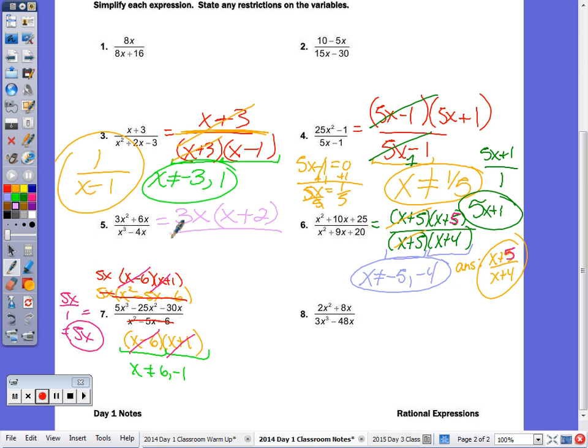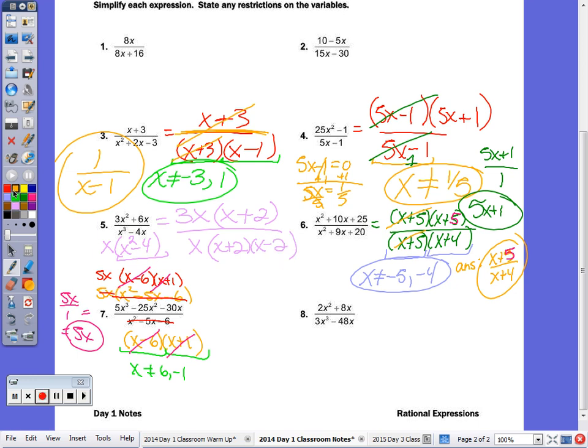In the denominator, GCF for x cubed and 4x. Since I realize that this is the difference of perfect squares, I'm going to pull out the GCF over here, because this is x times x squared minus 4, and x squared minus 4 is the difference of squares. So I wrote that there because I don't have much room left. It's going to be x times x plus 2 times x minus 2.